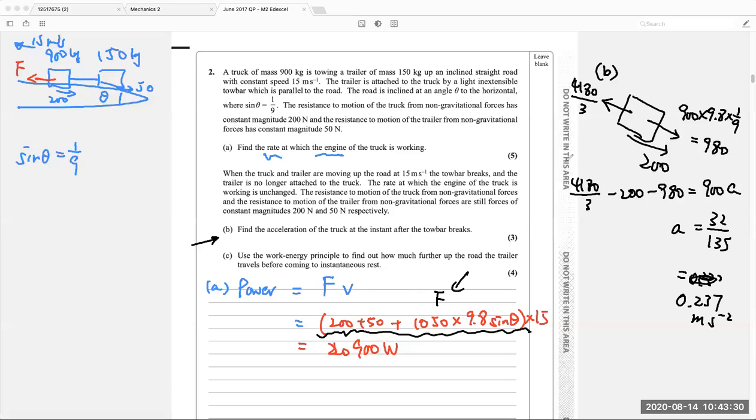If there are any other questions? No? Then let's go on to part C. You want to use the work energy principle to find how much further up the road the trailer travels before coming to instantaneous rest.